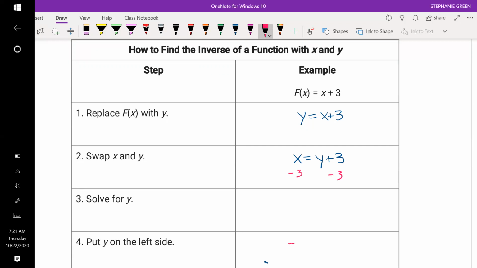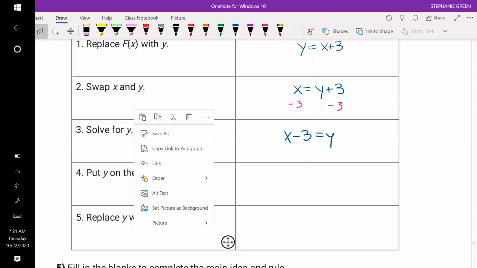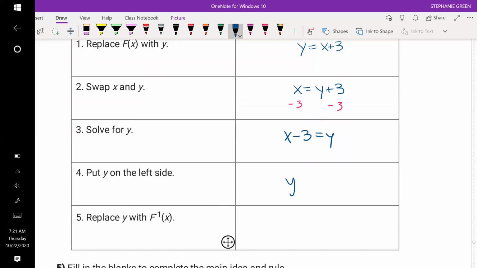So I end up with x minus 3 equals y. And then, of course, we change the order of our function because we like to have what it's equal to on the left instead of the right. So we change it to y equals x minus 3.